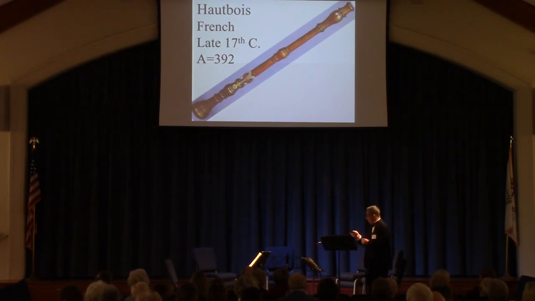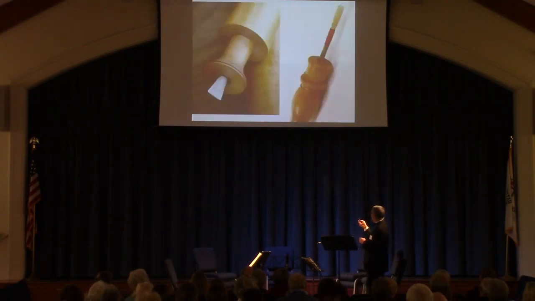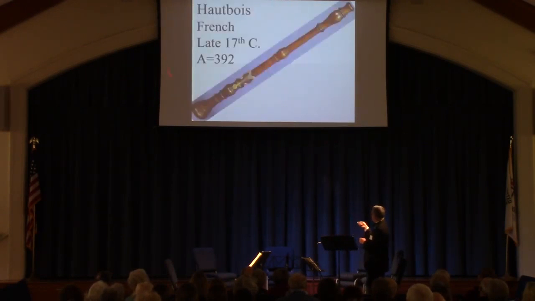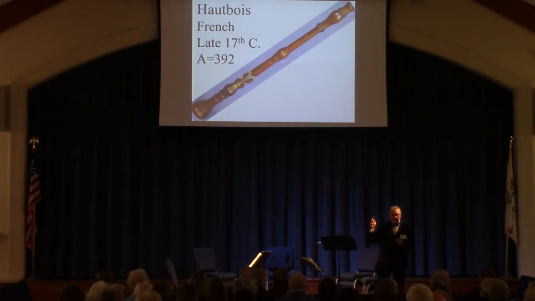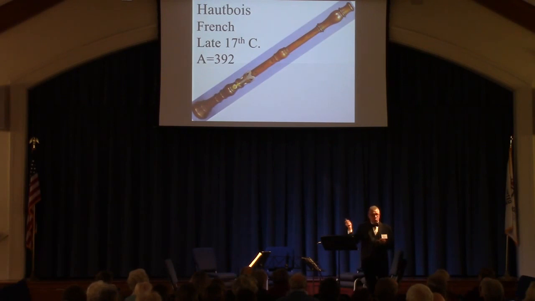You'll also see that it says, sorry, 392. Well, what does that mean? The A of today, when an oboe sounds an A, it's typically around 440 hertz, that's 440 cycles per second. Now, why is this 392? I mean, that's a whole step lower than pitch is today.